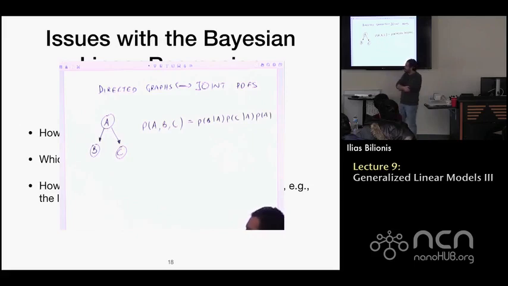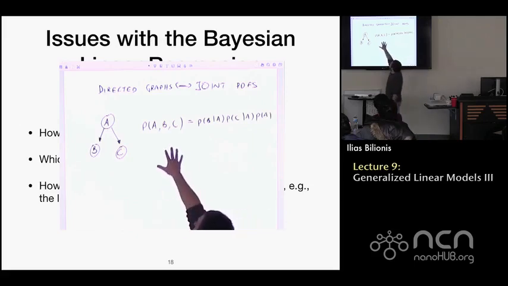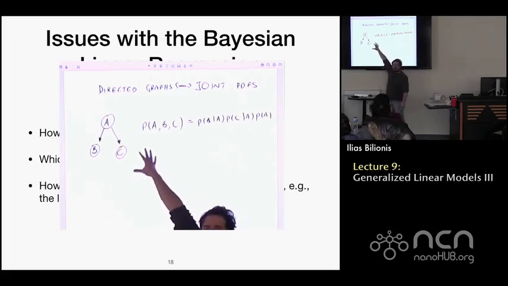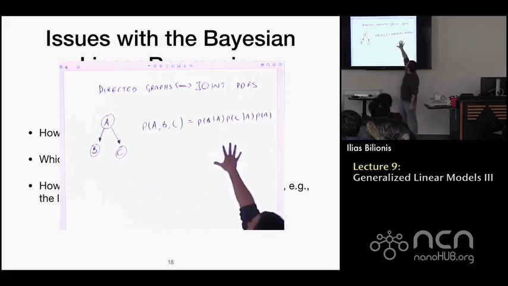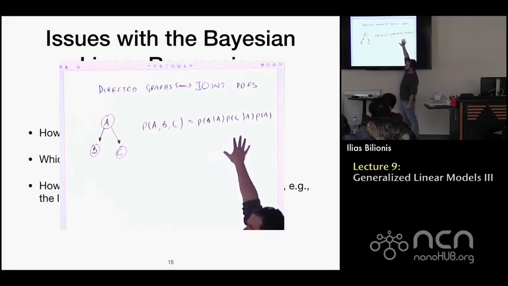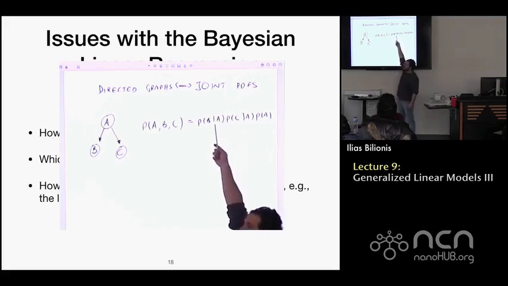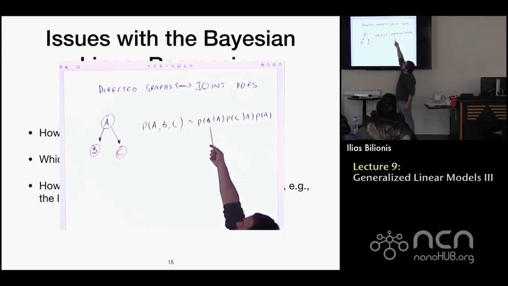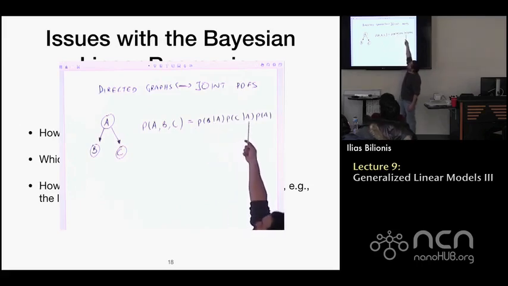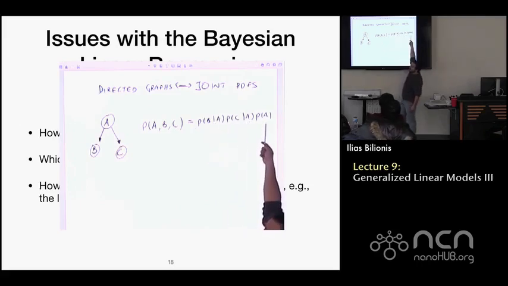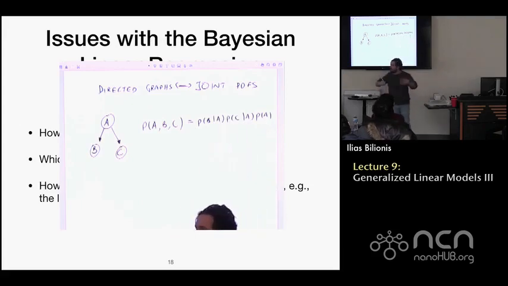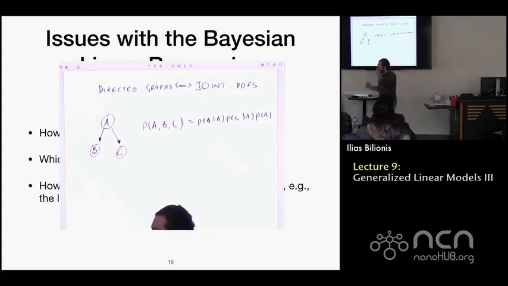So the joint distribution of these random variables was decomposed into two conditional distributions, which explicitly encode the arrows. This is the arrow going from A to B, this is the arrow going from A to C, and there is no arrow going into A, so A is just on its own there.